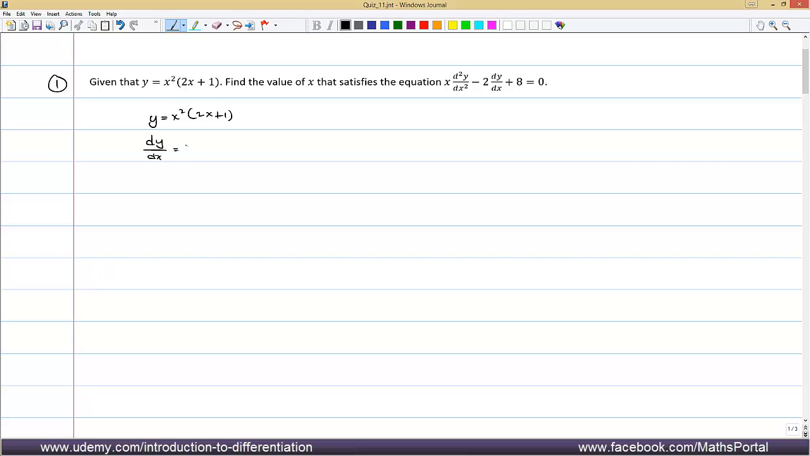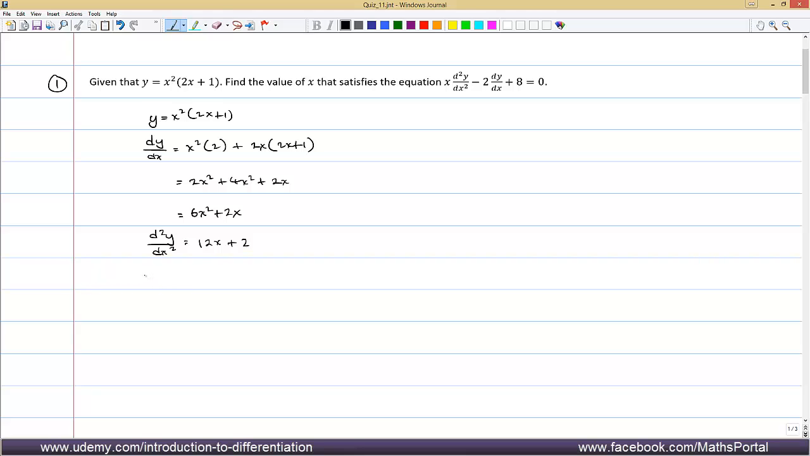Alright, so we need to find dy/dx as well as the second derivative. Product rule: x squared times 2, plus 2x plus 1. Okay, so 6x squared plus 2x, this is dy/dx, the first derivative, and the second derivative, d2y/dx2, is equal to 12x plus 2.